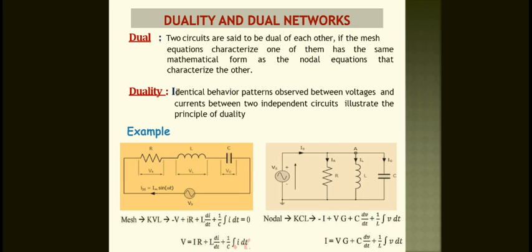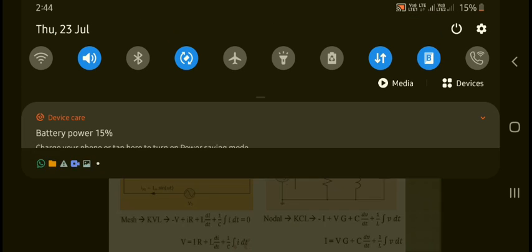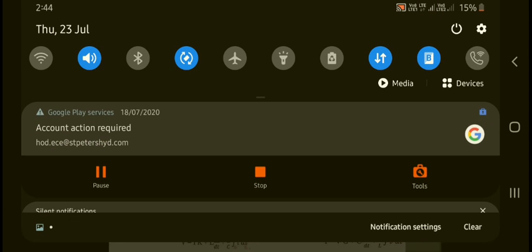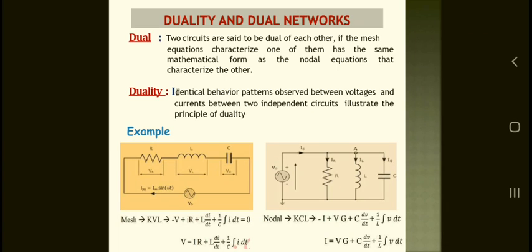The duality of the networks. Yeah, duality of the matrix. So here the two circuits are said to be a dual of each other if the mesh equations that characterize one of them have the same mathematical form as the nodal equation that characterizes the other. That means, for the mesh analysis you say that nodal analysis is a dual, for the capacitor inductor is a dual, like that.